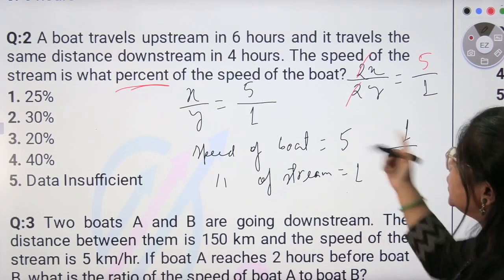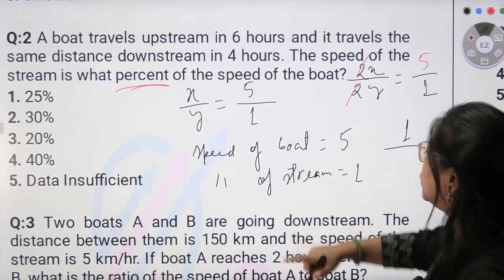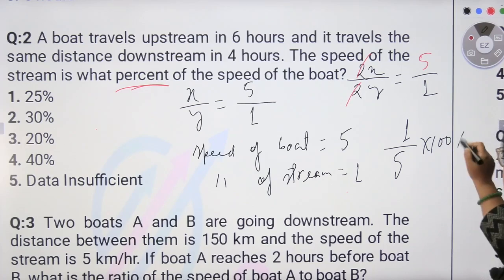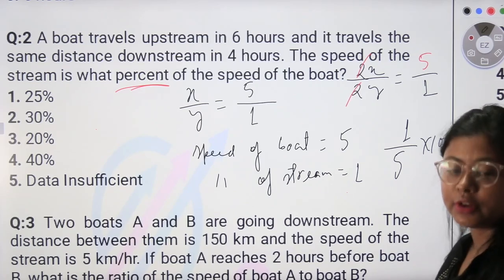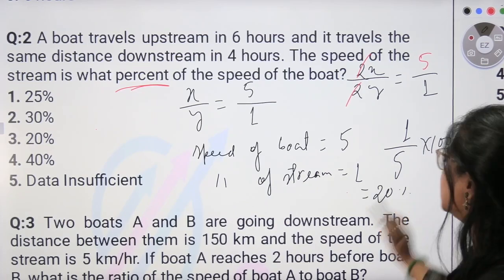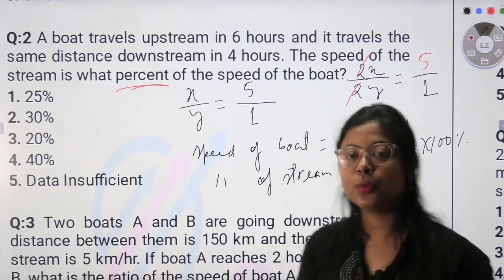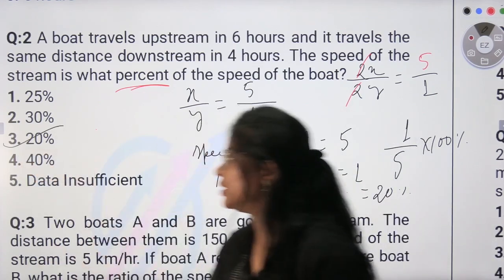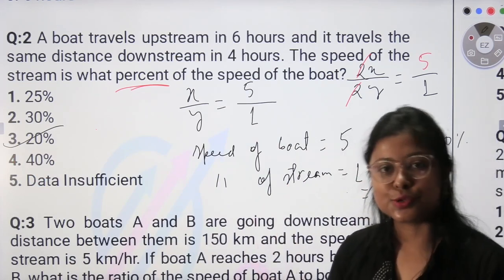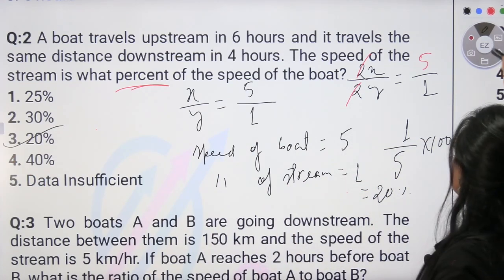The speed of stream is 1. So 1 is what percentage of the speed of boat? Speed of boat is 5. So 1 by 5 into 100%, since you are asked to find percentage. From here we will get 1 by 5 as 20%. So my required answer will be option number 3. Got it? So this is how we are solving question number 2. So let's move to question number 3.